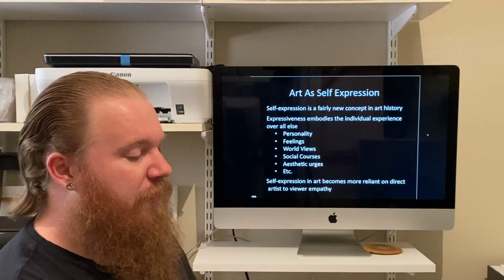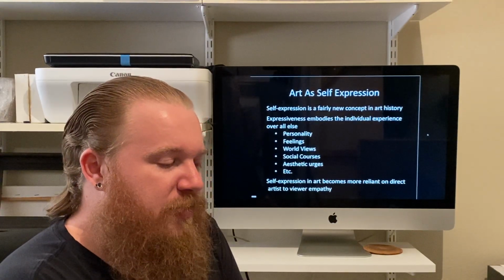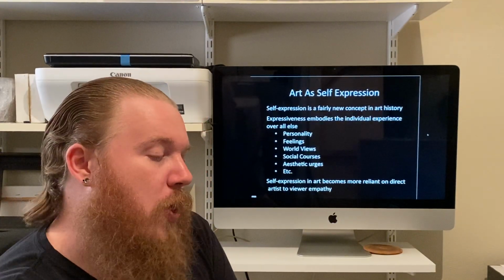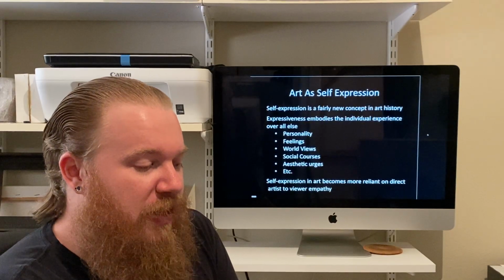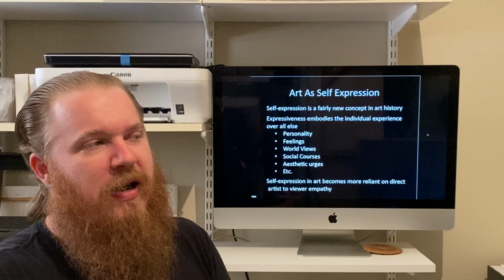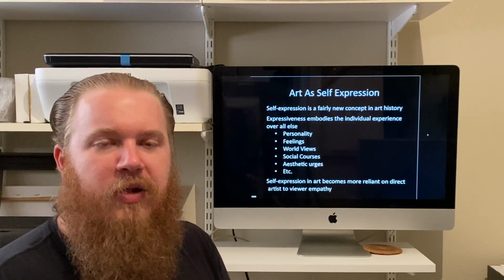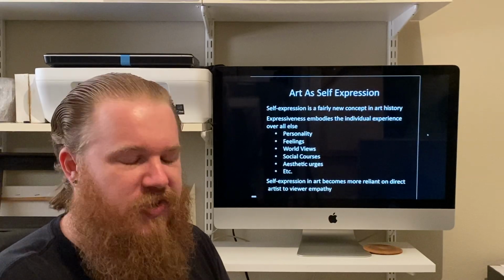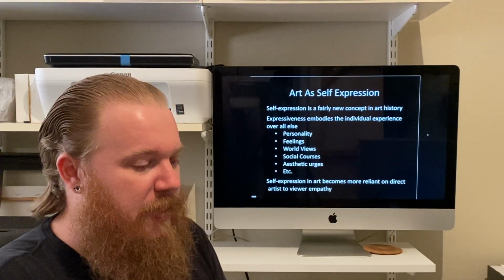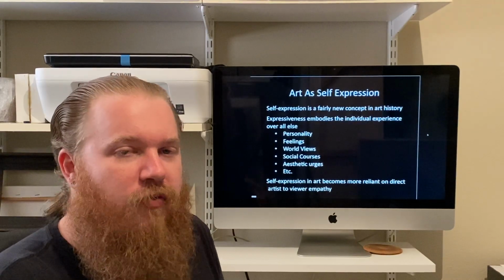Now, to end us off on a little bit of a lighter note for this lecture, we'll talk about art as self-expression. So self-expression is a fairly new concept in art history. Prior to probably the 19th century, most artists are really working more on commission than just for themselves. And we'll get into that in a second. But expressiveness embodies the individual experience over all else.